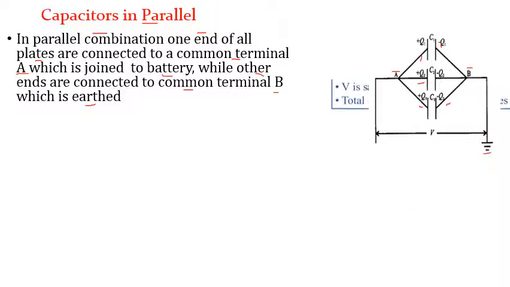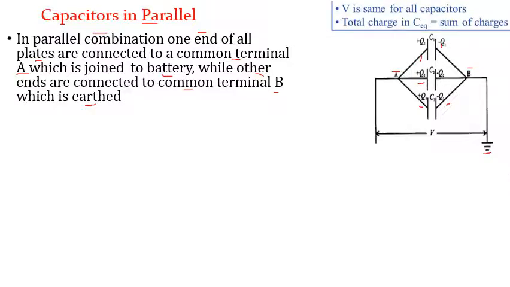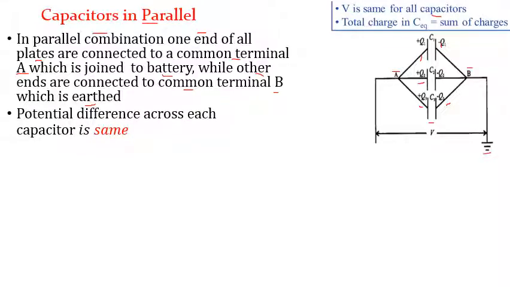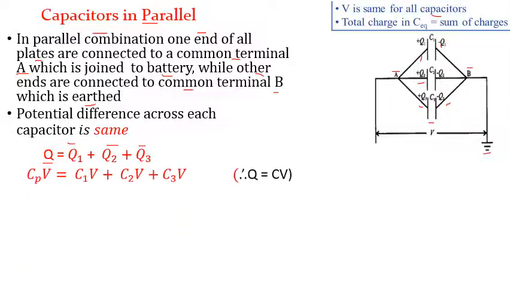Now in this case you have to remember V is the same for all capacitors since it is a parallel combination, while the total charge is distributed on each, on C1 or C2 or C3. So as the potential difference is the same and charge is distributed, we can write Q is equal to Q1 plus Q2 plus Q3, where Q1, Q2 and Q3 are the charges on the first, second and third capacitors respectively.